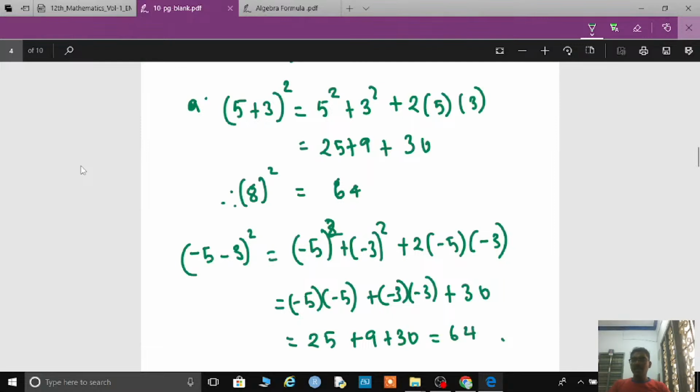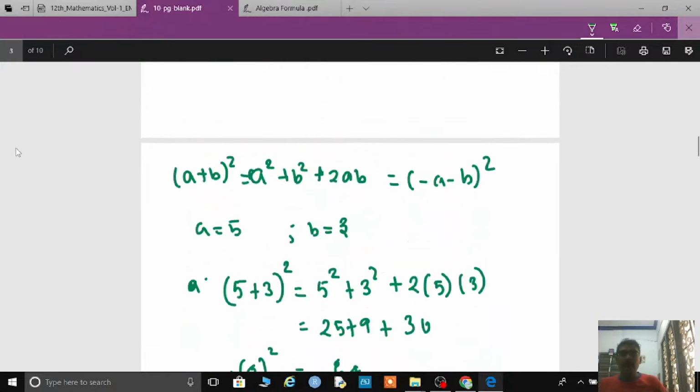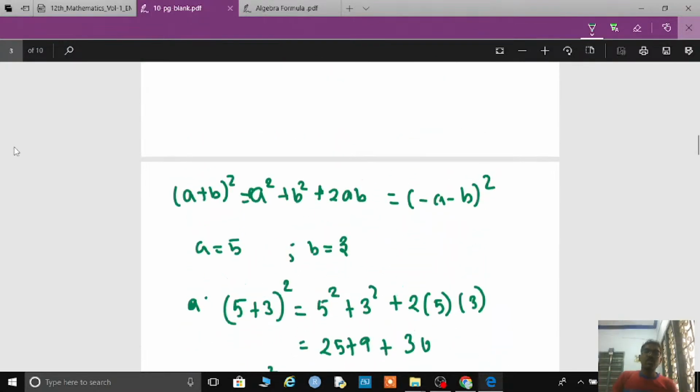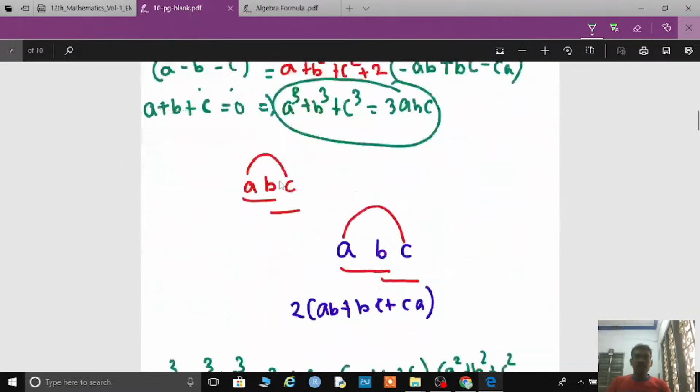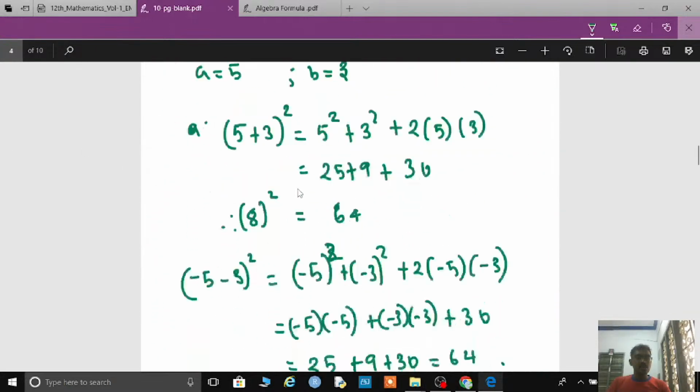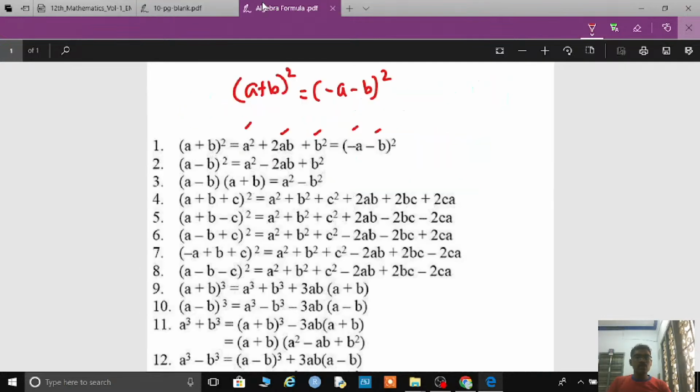Right. Okay, so these are the values. I'm just using the formula for clarification. The next formula is a minus b the whole square. A minus b the whole square, the formula is a square minus 2ab plus b square.